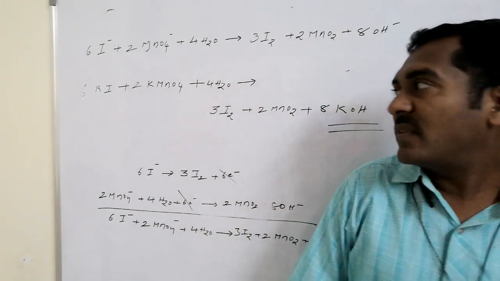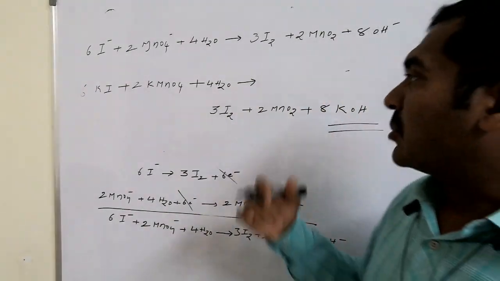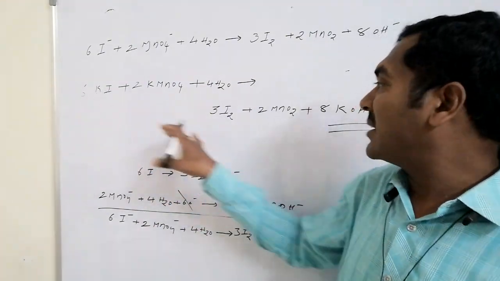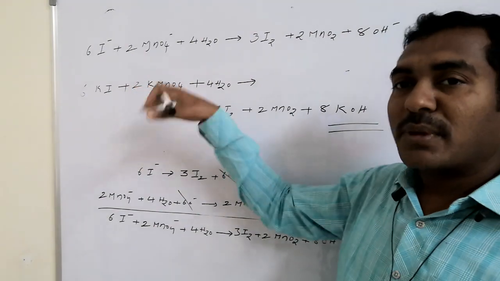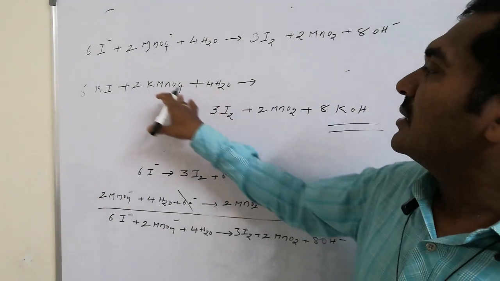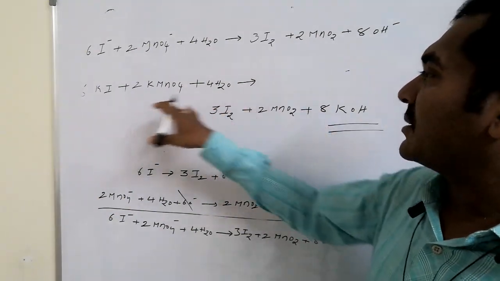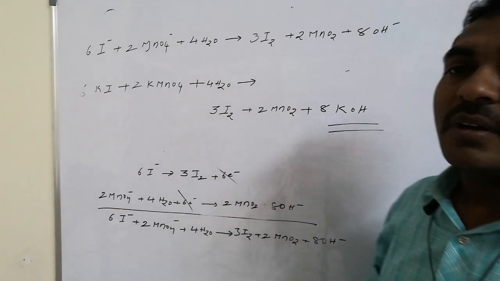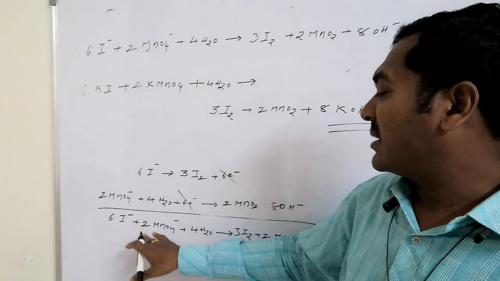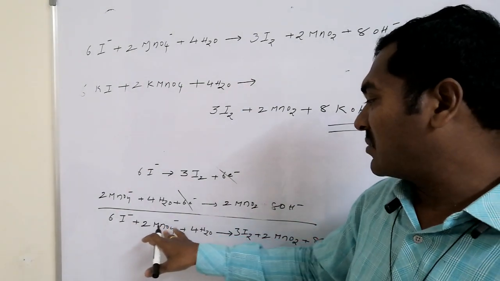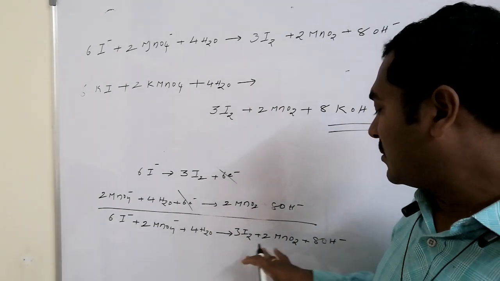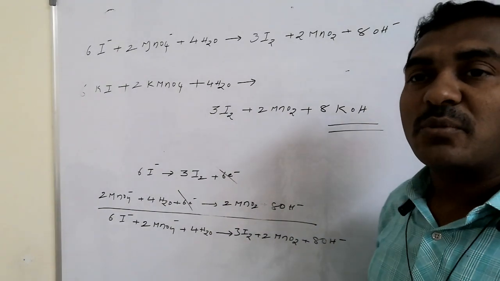Thus the final equation for the basic medium conversion of potassium iodide reacting with the oxidizing agent KMnO4 results in oxidation of I minus into I2, whereas KMnO4, being the oxidizing agent, undergoes reduction and is converted to MnO2. In this process, 8 units of potassium hydroxide formation also take place. If I write it in the simplest form, 6I minus plus 2 MnO4 minus plus 4 waters results in 3I2 plus 2 MnO2 plus 8OH minus.